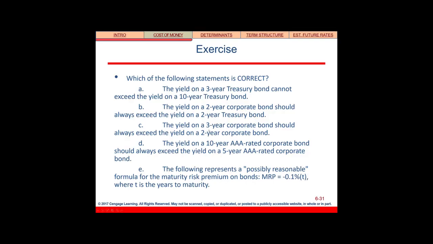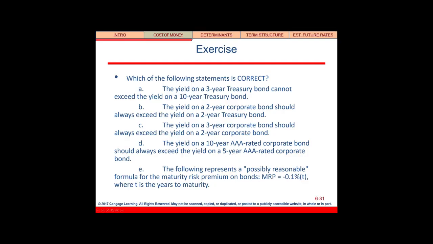C is the same problem. Yes, they are both corporate bonds, but they have different maturities. Therefore, the combined effect of the inflation premium and the maturity risk premium makes it very hard to compare. Therefore, C, again, we don't know. The same problem with D. Yes, it's the same bond, an AAA rated corporate bond, but they have different maturities. Therefore, again, we can't say.